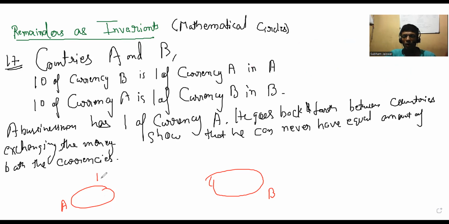Yeah. So he has 1 of A. So maybe the way I can write it as 1A, right? The 1A becomes 10B. You see? So in country A, 1 of A becomes 10 of B. Okay. So now what can you do? So someone tell us some possibilities that can happen next.